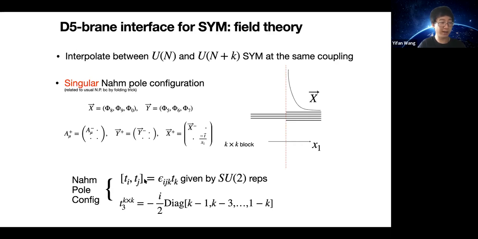And the constraint is very simple. It just takes the form of some SU(2) commutation relation, which demands this T, which is a k by k block, to furnish a k-dimensional representation of SU(2). And as you know very well, up to a U(k) gauge transformation, you can, for example, put the third component of this triplet of matrices into this diagonal form. And this is what is typically referred to as the Nahm pole boundary condition or Nahm pole configuration in the literature.